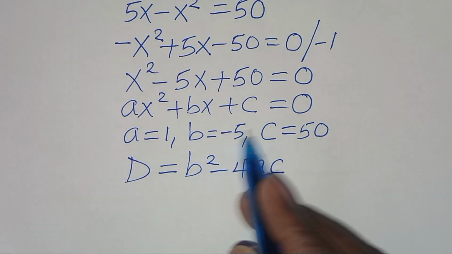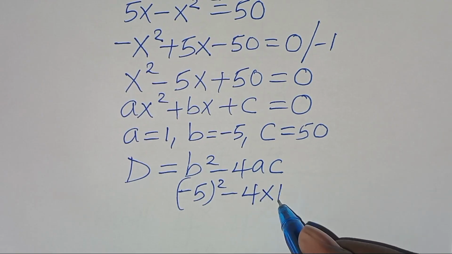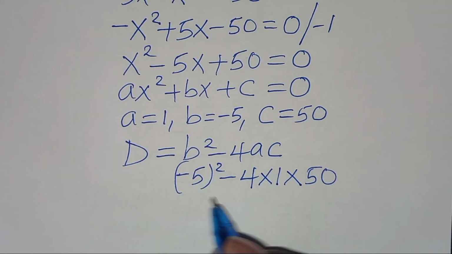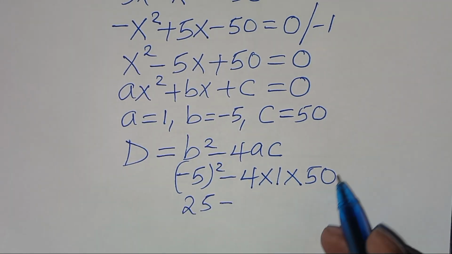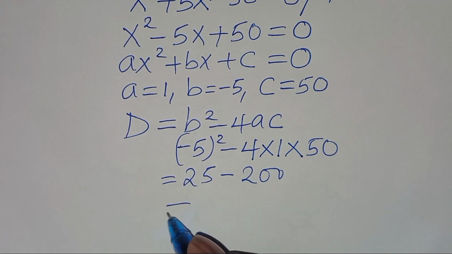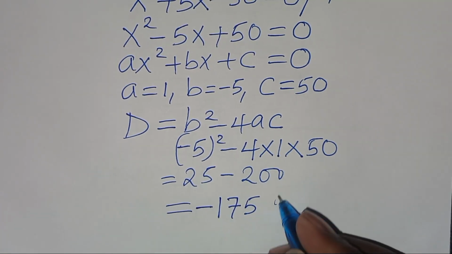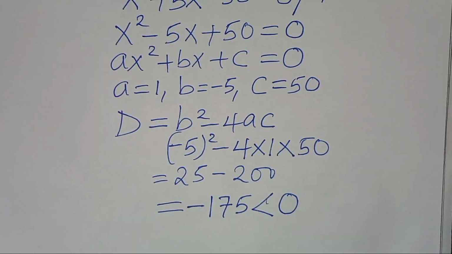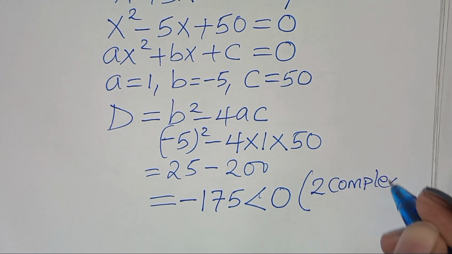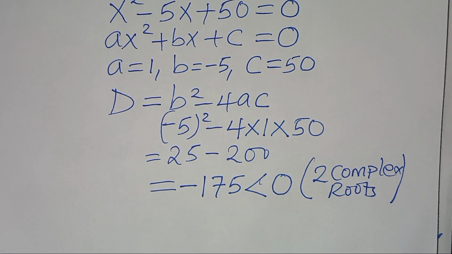Let's substitute here. This is minus 5 squared, subtract 4 times a, which is 1, times c, which is 50. So minus 5 squared, this is 25, subtract 50 times 4, which is 200. And that implies that here we have 25 minus 200. This is minus 175, which is less than 0. So this implies here we have two complex roots, which we can solve by applying the quadratic formula.